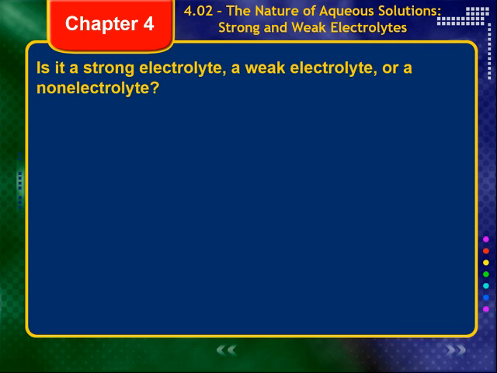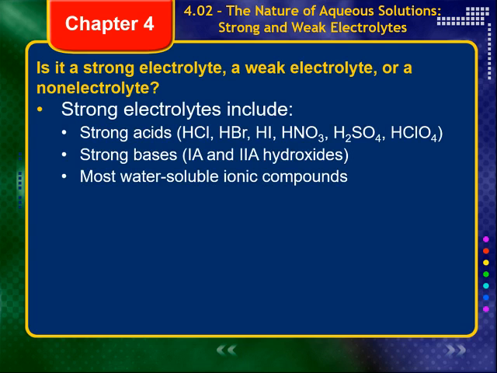All right, so is it a strong electrolyte, a weak electrolyte, or a non-electrolyte? Here are some examples that you're going to need to memorize. You're not going to have access to these tables on an exam. You're going to need to remember these things. So strong electrolytes include any sort of strong acid, any sort of strong base, or any water-soluble ionic compound. Okay, if it's ionic and it's soluble, that bad boy is going to dissociate quite strongly.